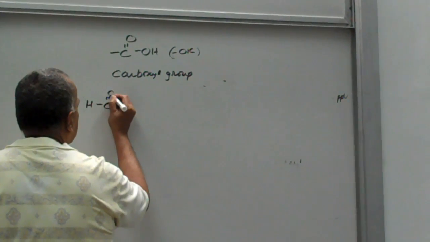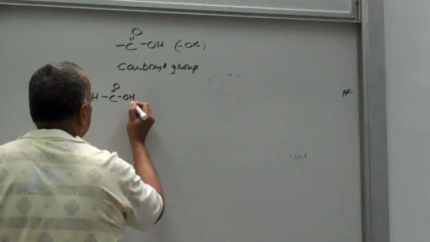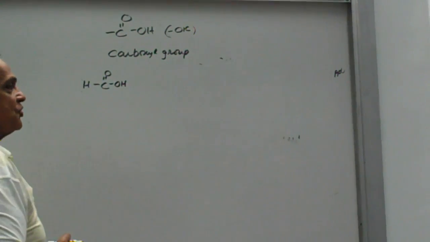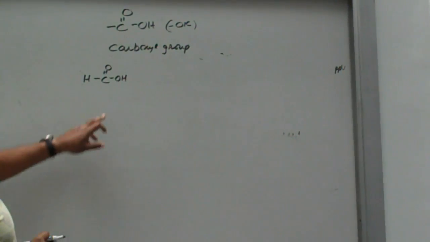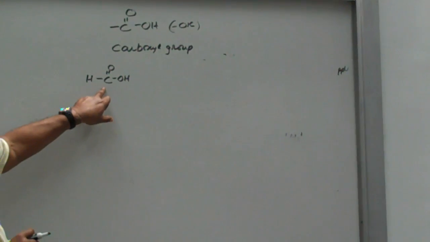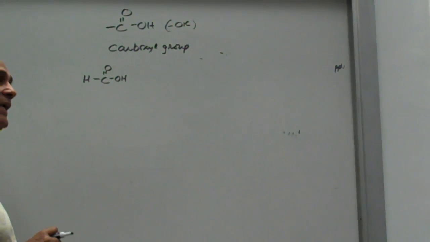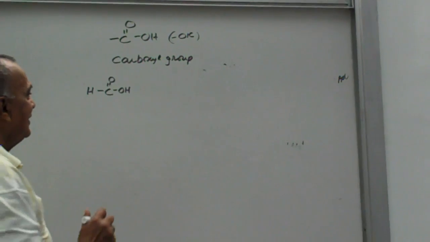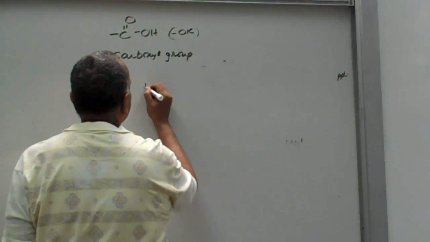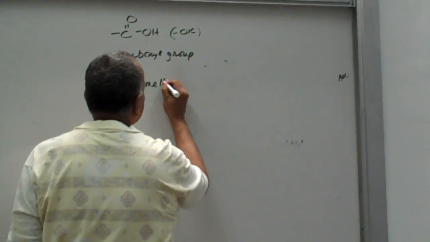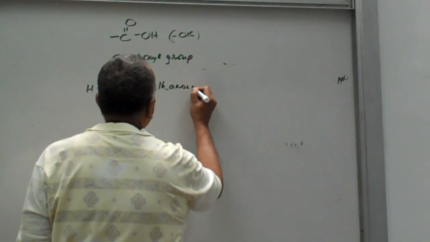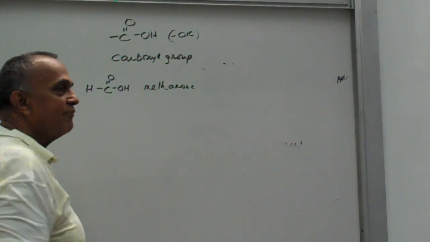is when on the other side we have an H. How do you name it? We go back to the parent hydrocarbon, which is methane. We knock off the E, and we add oic. It's called methanoic acid. In hospitals, it's called formic acid.